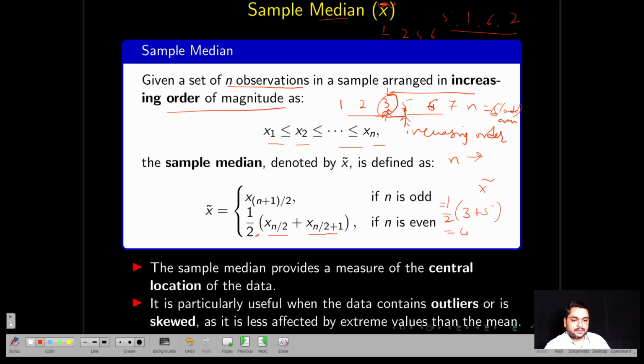Now the sample median provides a measure of central tendency, the location of the data. It is something like the mean, but it can be applied when the data is asymmetric, contains outliers, or is skewed. The skewed data, you will understand when I explain the variability.